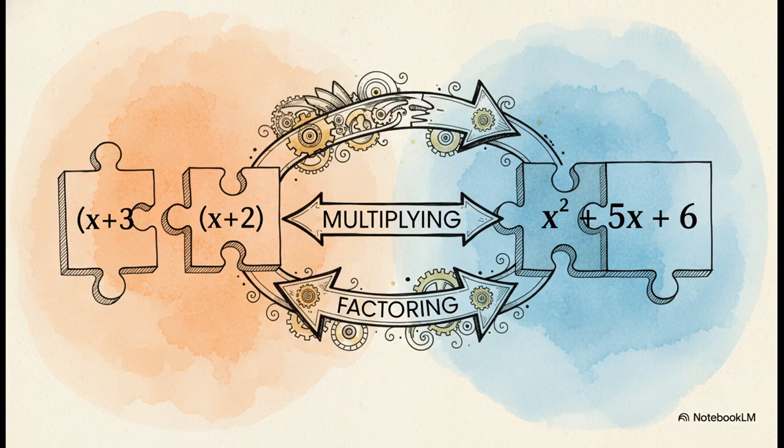This slide shows that two-way street perfectly. When we multiply, say, x plus 3 times x plus 2, we get x squared plus 5x plus 6. Factoring is the mirror image. We start with that x squared plus 5x plus 6 and work our way back to find the original bits and pieces, x plus 3 and x plus 2.